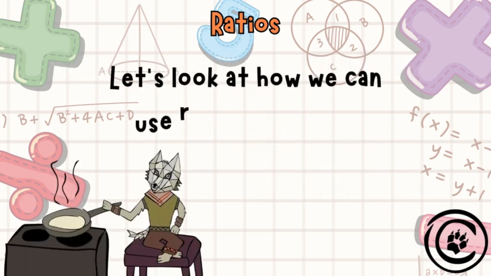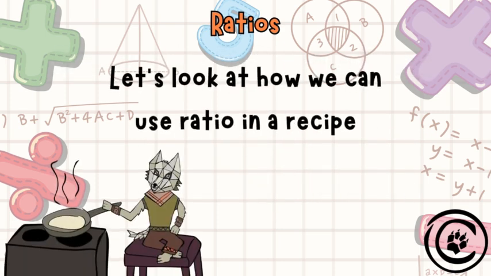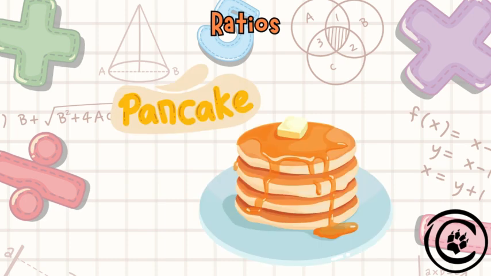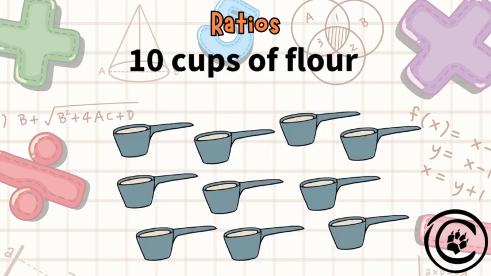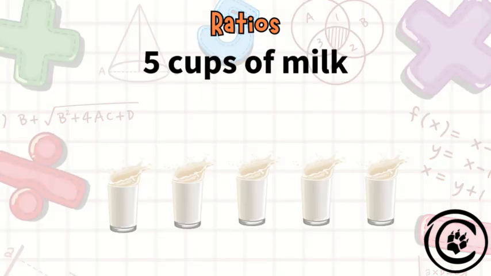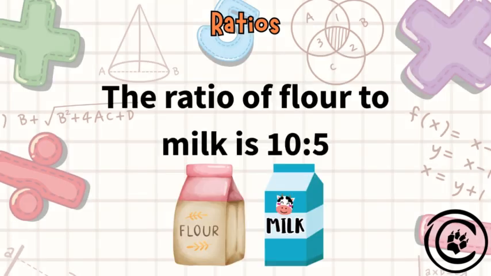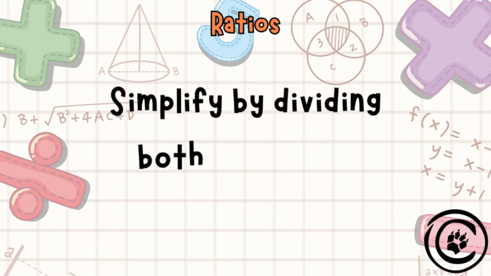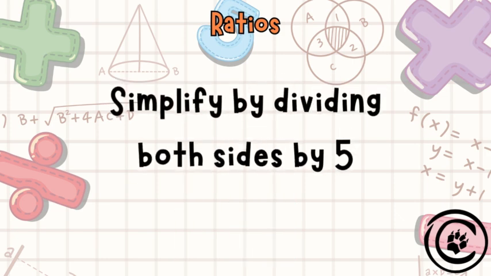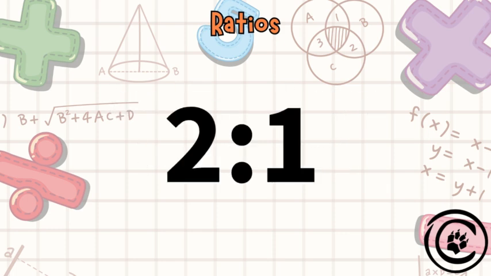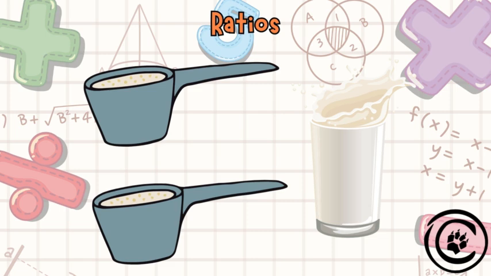Let's look at how we can use ratio in a recipe. A pancake recipe uses 10 cups of flour and 5 cups of milk. The ratio of flour to milk is 10 to 5. We can simplify by dividing both sides by 5. So the simplified ratio is 2 to 1. For every 2 cups of flour, you use 1 cup of milk.